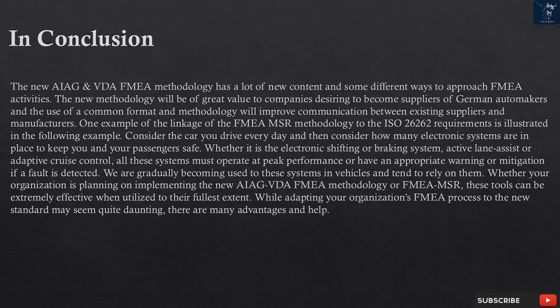One example of the linkage of the FMEA MSR methodology to the ISO 26262 requirements is illustrated in the following example. Consider the car you drive every day and then consider how many electronic systems are in place to keep you and your passengers safe. Whether it is the electronic shifting or braking system, active lane assist or adaptive cruise control, all these systems must operate at peak performance or have an appropriate warning or mitigation if a fault is detected. We are gradually becoming used to these systems in vehicles and tend to rely on them.